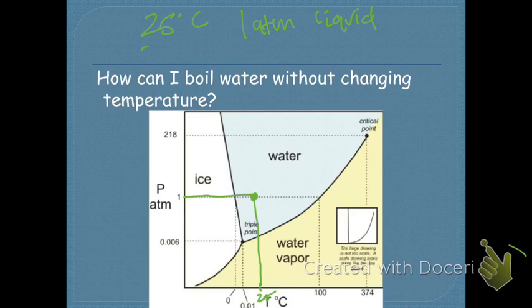So if you have to keep the temperature, the way you can force this water to turn into a gas state and therefore boil would be to lower the pressure down to where it will officially be a gas. So let's assume right here. So by dropping the pressure down to 0.006 atm, we can force liquid to turn into a gas state and therefore boil.